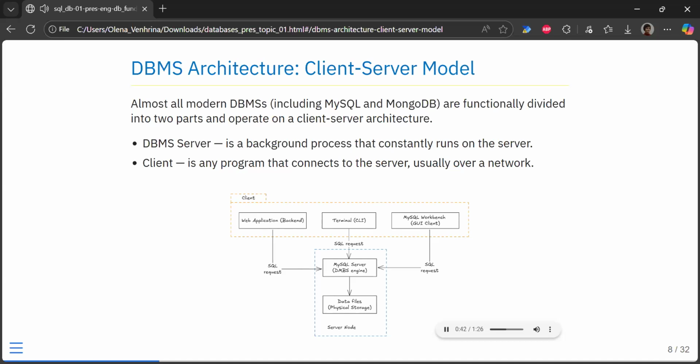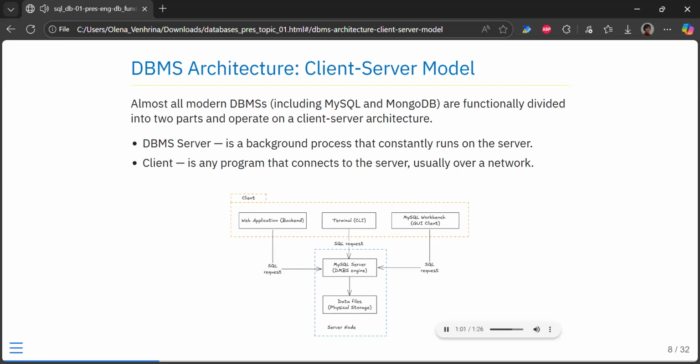On the other side is the client. The client is any program that knows how to talk to the server, usually over a network. This could be your website backend written in Python, or an administrative tool in the terminal. The client only sends commands, for example, an SQL query, and waits for a response.